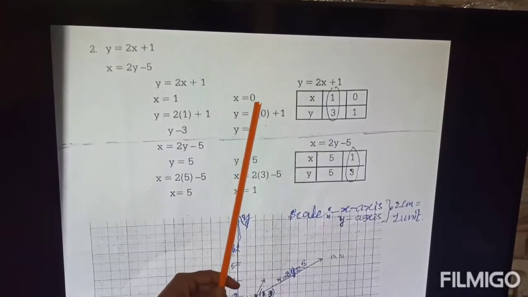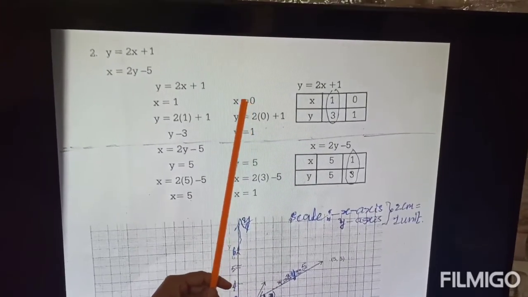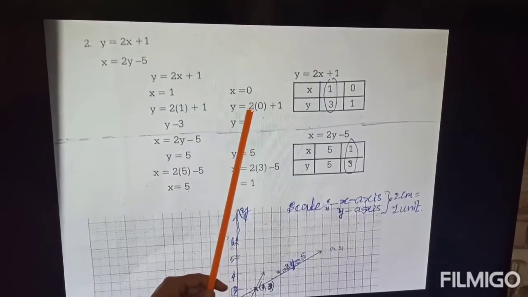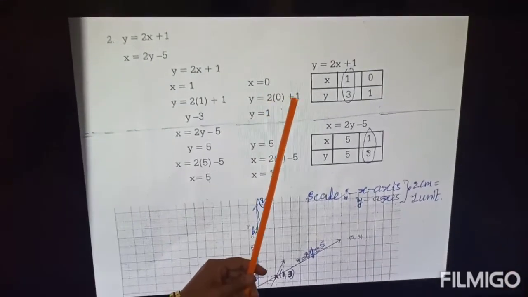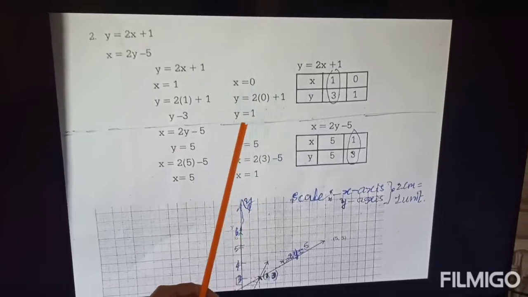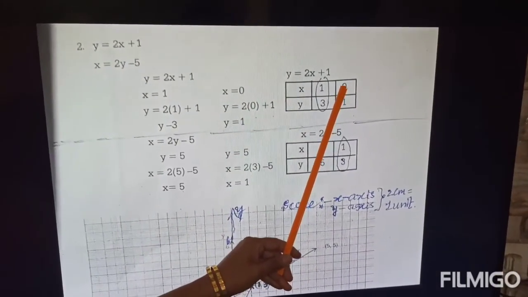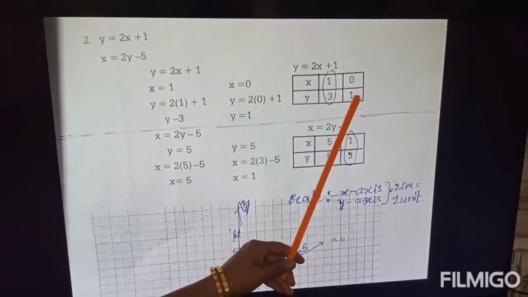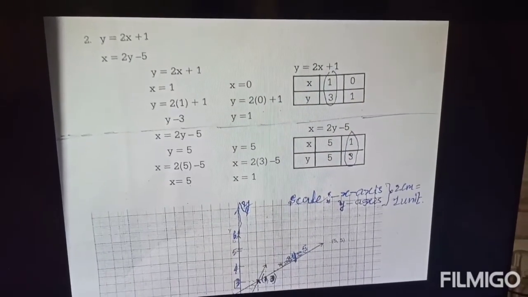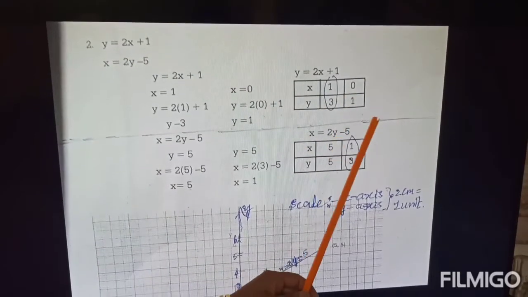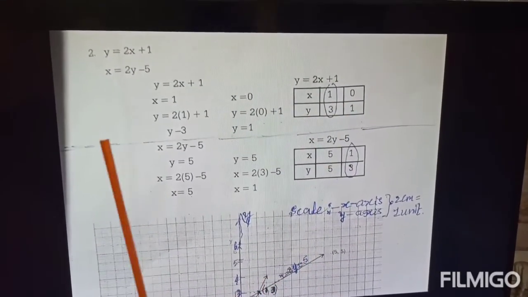Next, replace 0 for x. Then 2 into 0 will be 0 only. Then 0 plus 1 is 1. If we replace x by 0, then we will get y value 1. Then take the second equation. At least 2 or 3 points we can take.